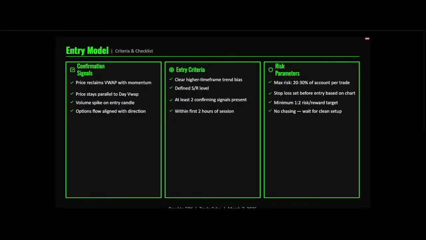Once I enter, here's the entry criteria. I need to have a clear higher time frame bias, usually the 5 and the 15-minute time frame. I have to have defined support and resistance levels. And I have to have at least two confirming signals. I'm not just blindly trading.